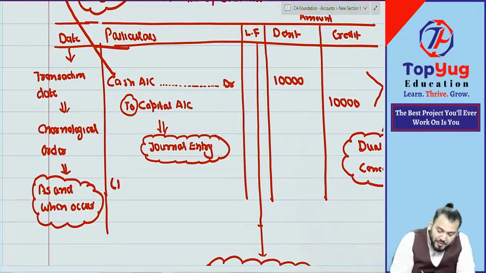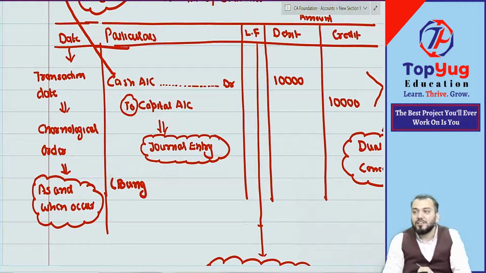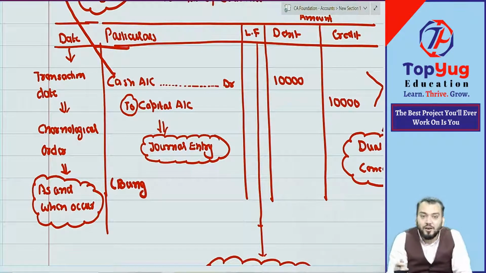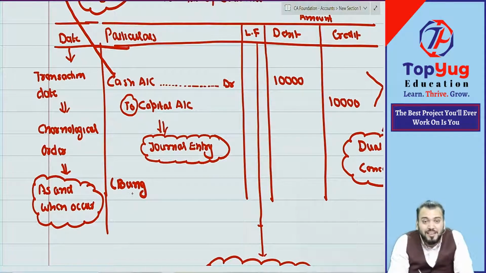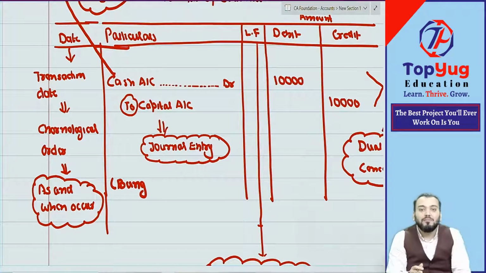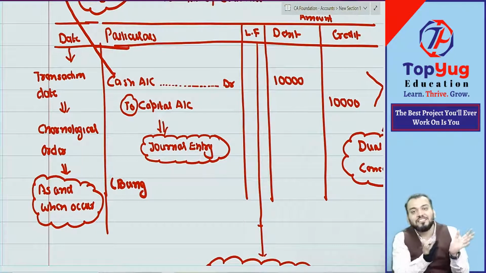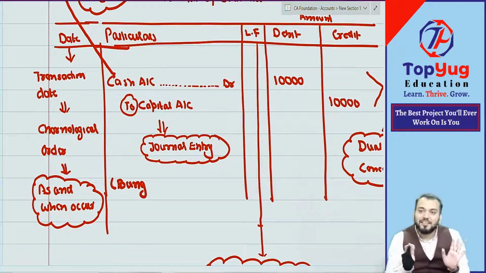We provide an explanation by writing the nature of the transaction. So we write down: being cash introduced by the owner. We start that explanation with which word? Being. Why do we start with being? This is the traditional way of writing, and we are following that.